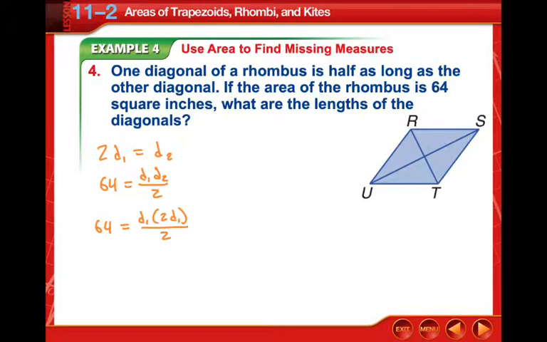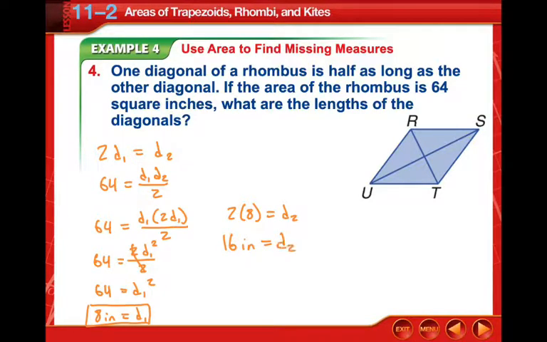Multiplying D1 times 2D1 gets us 2D1 squared. And now we have a 2 over 2. Those are going to cancel. So 64 is equal to D1 squared. And 64 is a perfect square of 8. So D1 is 8. And we do have a unit: inches. So it's 8 inches for D1. Now you figure out what D2 is. We know that 2 times D1, which is 8, is equal to D2. 2 times 8 is 16, so this is 16 inches. Not too bad.